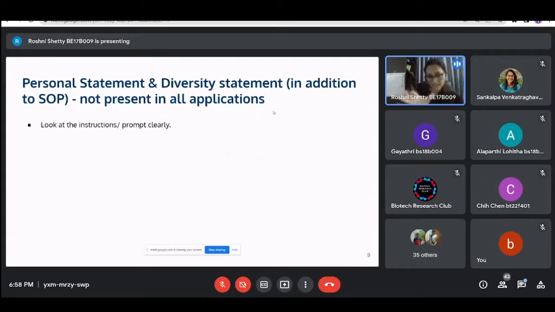So first is to look at the instructions and the prompt clearly and what they expect you to write in these statements. So that's really important. Different universities have slightly different instructions, so it's very important to stick to the prompt.